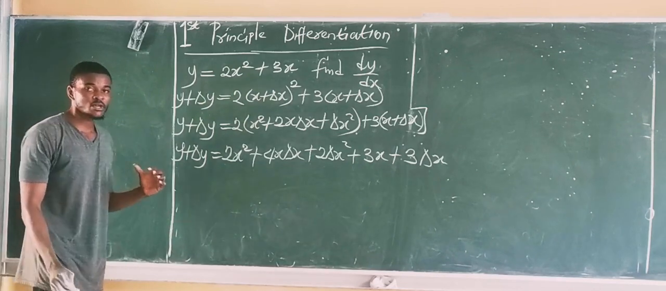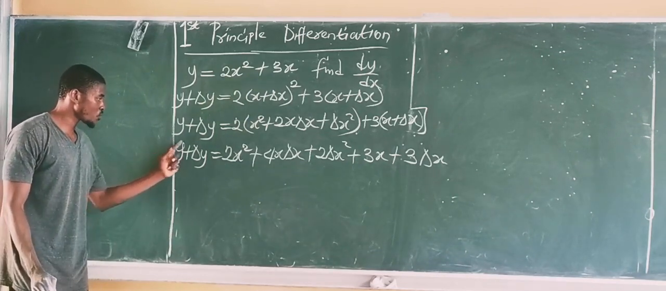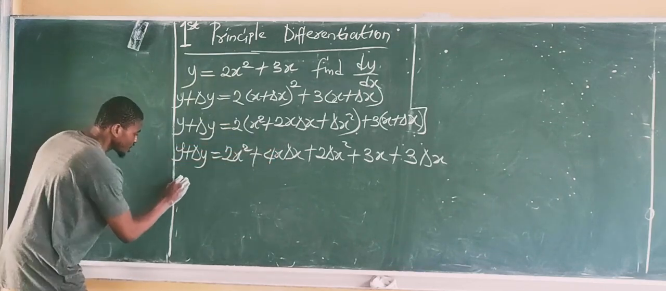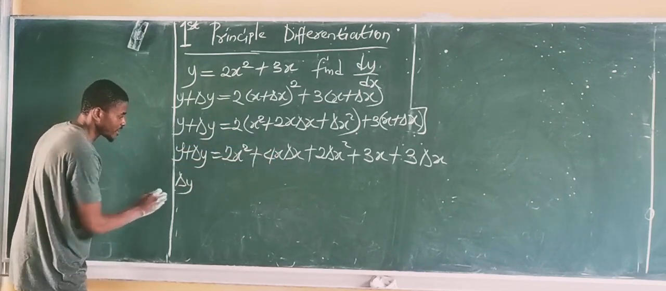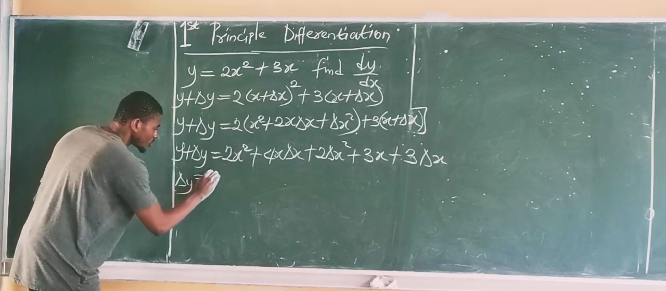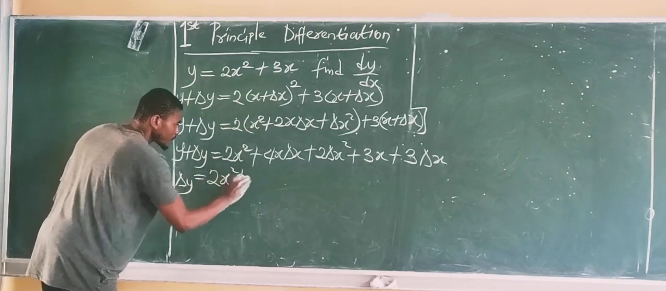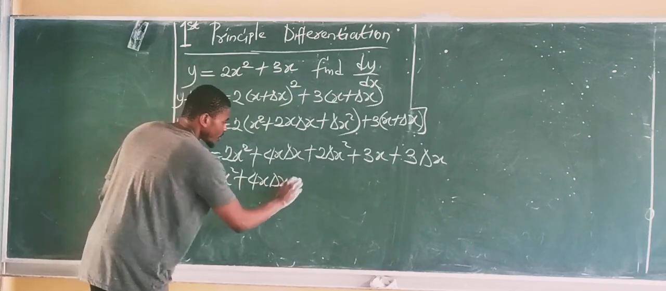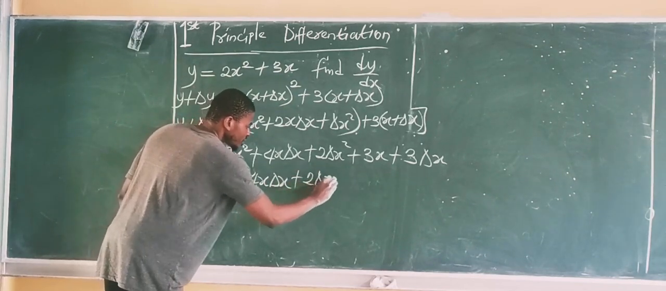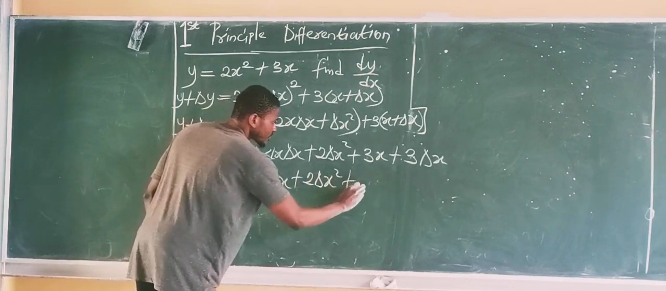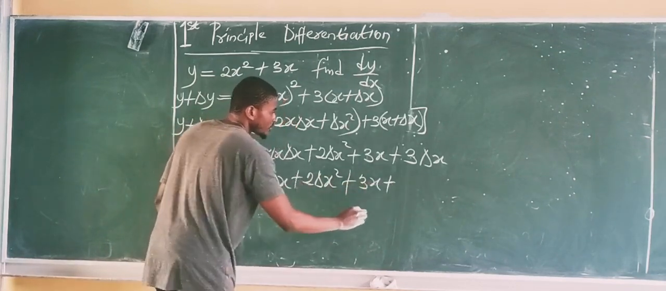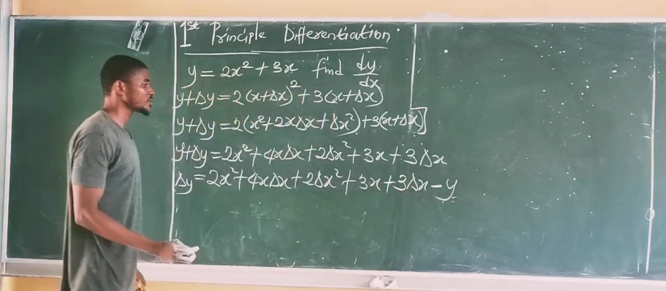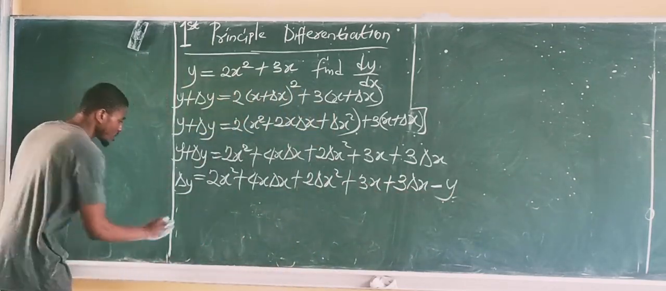So at this point, what I will do is simply send y over to this side of the equation. So we simply have change in y left here is now equal to 2x squared plus 4x change in x plus 2 change in x squared plus 3x plus 3 change in x minus y. So I have that.